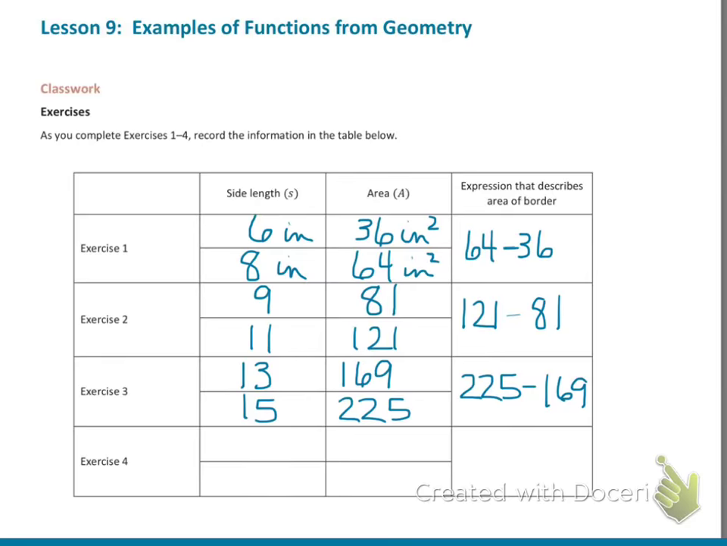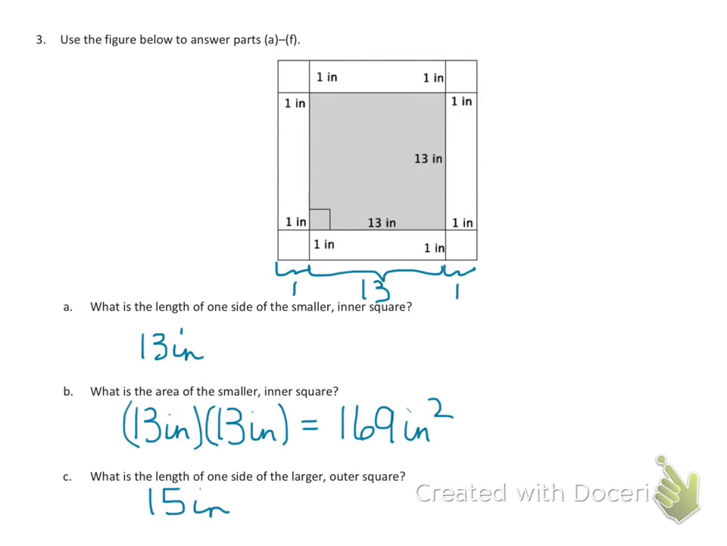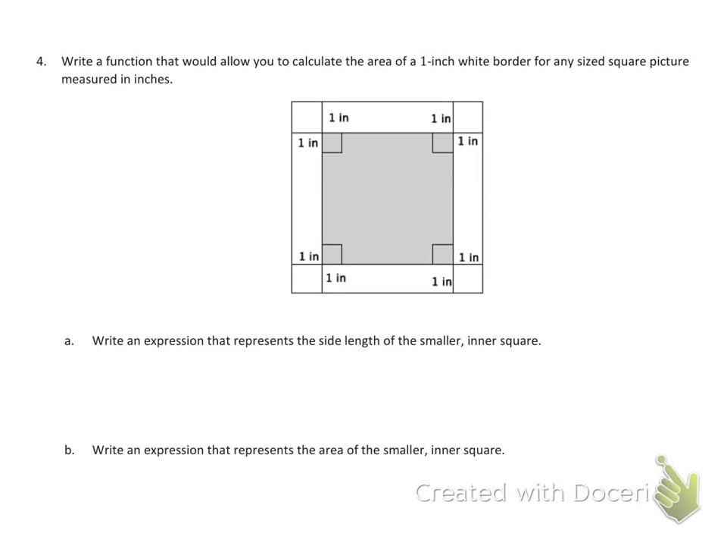Okay, so this is all leading up to this. We've been writing numeric expressions, and now what we want to do is imagine that we want to put this into a computer program where somebody would just have to input the side length of the inner square, and it would tell them the area of the border. So we want to use our pattern for any size inner square with a 1-inch border. Okay, so we can write an expression that represents the side length of the smaller inner square.